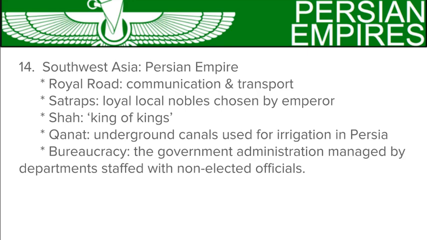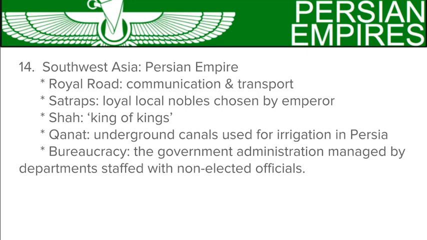Now, the Persian Empire divided their territory into provinces known as satrapies, and each satrapy was ruled by a satrap, which was a loyal local king or noble that is chosen by the emperor. And to make sure that these local rulers remained loyal, the emperor even had a spy network called the eyes and the ears of the emperor, who allowed them to keep tabs and make sure that they stayed loyal. And the emperor was given the title the King of Kings, right?